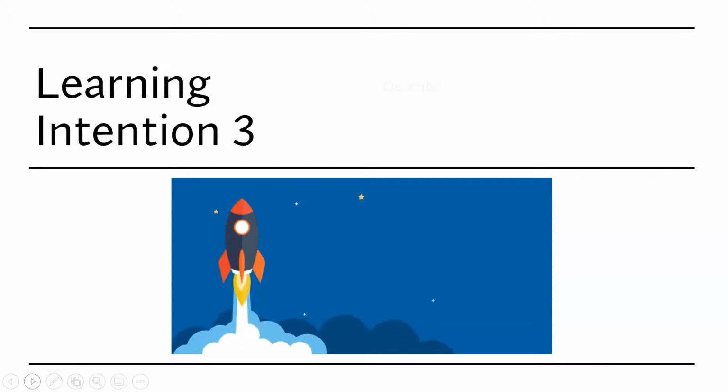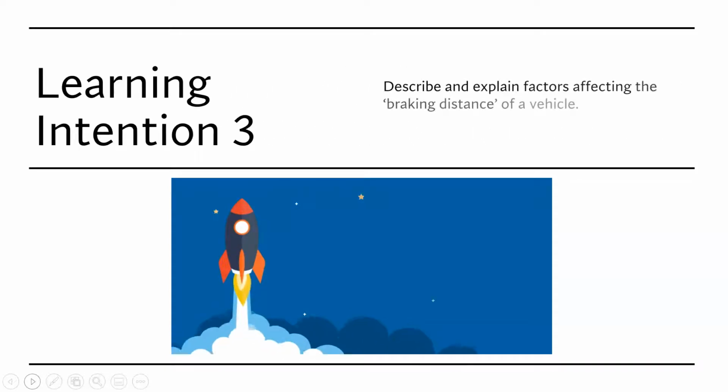Learning intention number 3, describe and explain factors that affect braking distance of a vehicle. So we've looked at the reaction time and that reaction distance, that is the time between you seeing the red light and applying your brakes. But once you apply your brakes, you've then got what we call the braking distance.